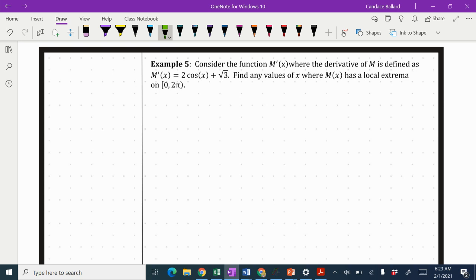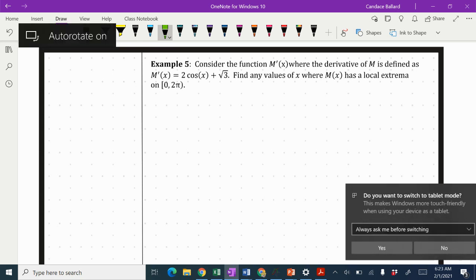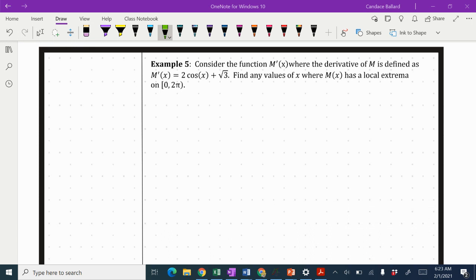In this video, we're going to continue topic 5.4, where we are looking at relative extrema. We're going to consider the function m prime of x, where the derivative of m is defined as m prime of x equals 2 cosine x plus square root of 3. Find any values of x where m of x has a local extremum on 0 to 2 pi. So we are definitely working with some trig here.